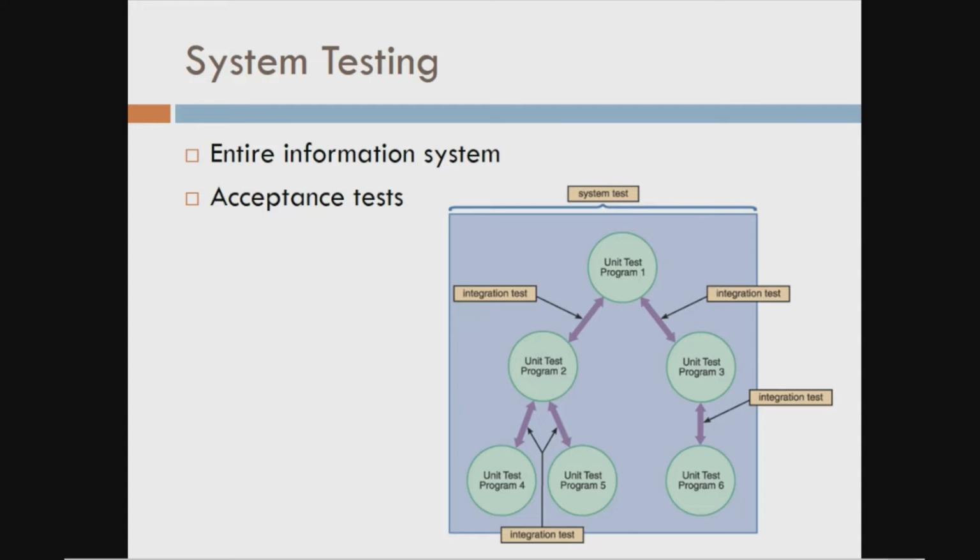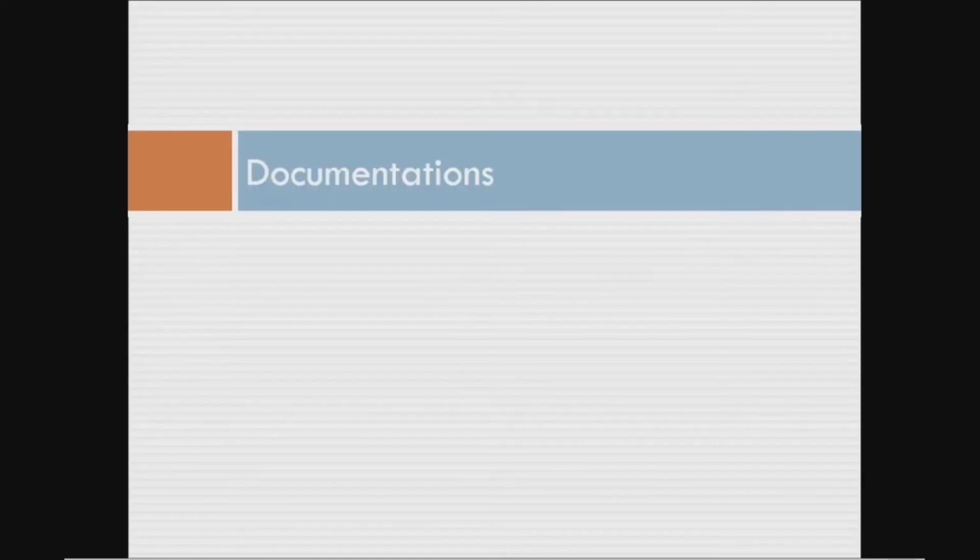And system testing refers to the whole system or the entire information system. And then the acceptance test by the users or the stakeholders, whether they accept or not the system that we have developed. Okay, done with the testing part, and then we continue with the documentation.